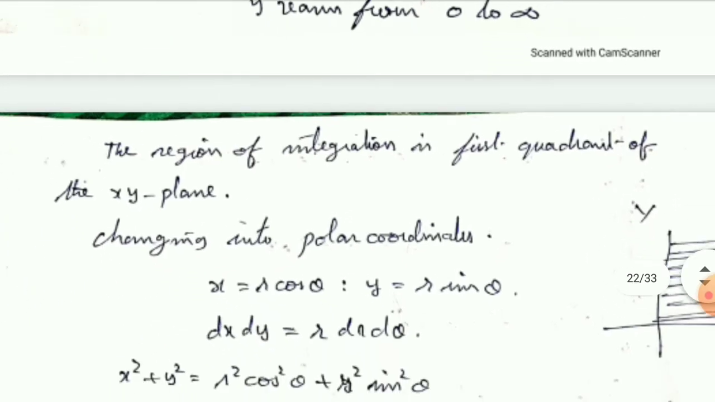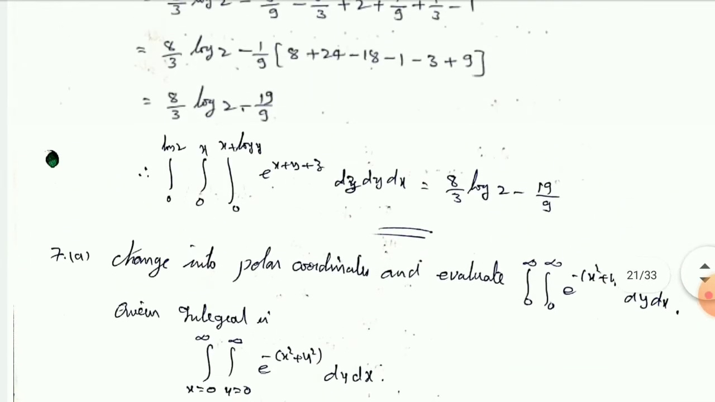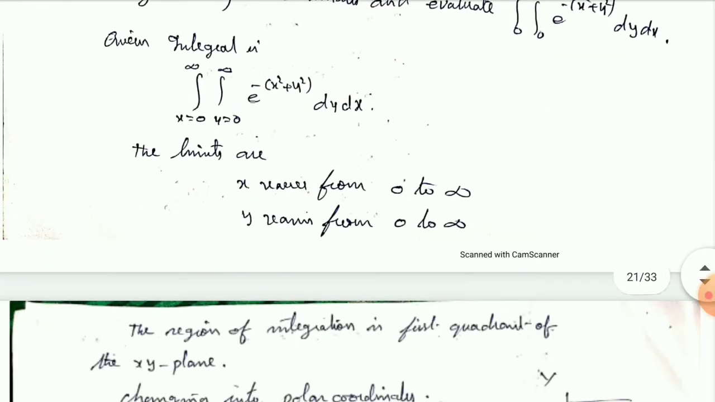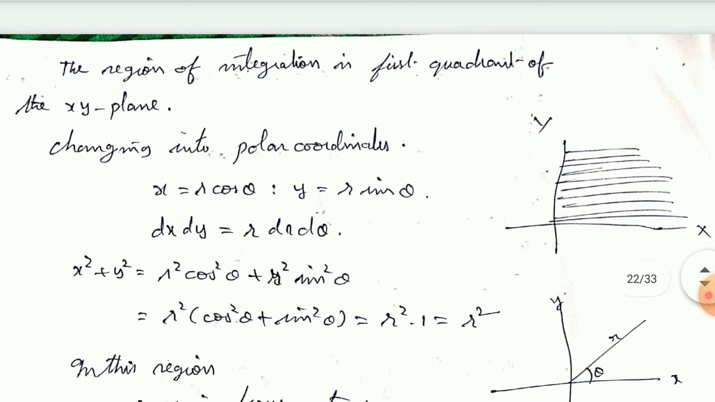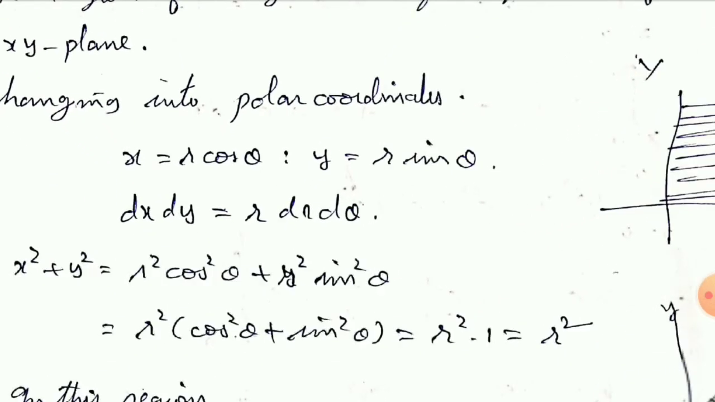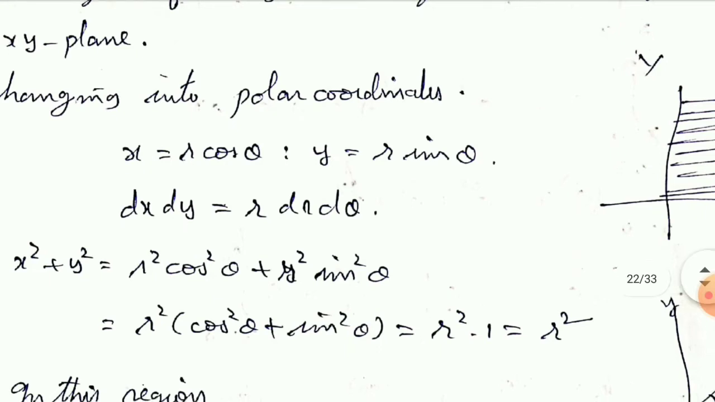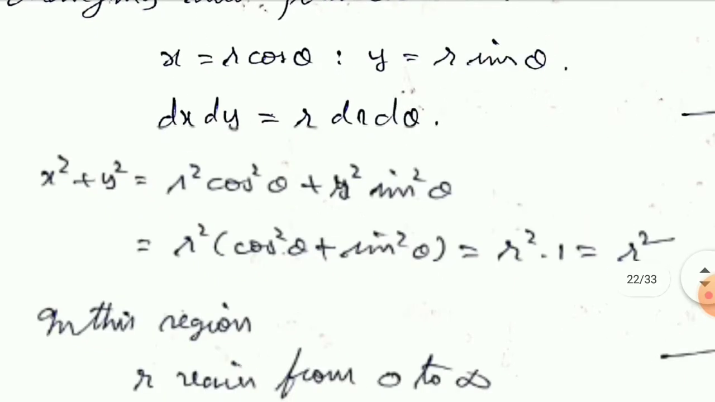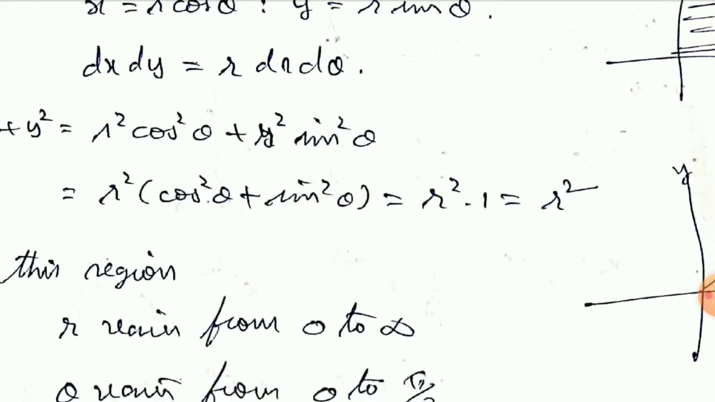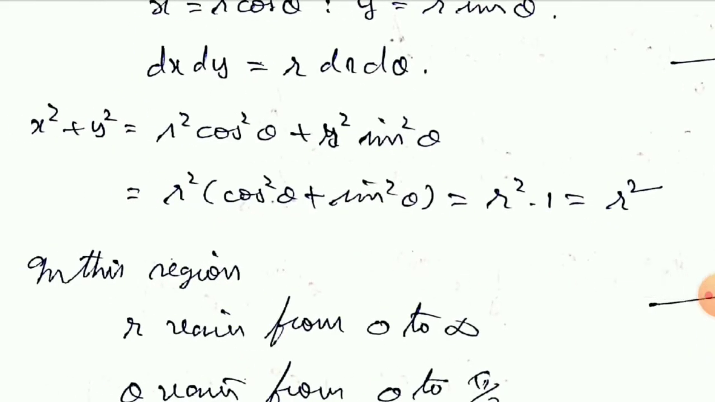Right? Now I am going to consider only the xy plane, because there are only two variables. Changing into polar coordinates, the formula is x equal to r cos theta, y equal to r sin theta, and dx dy is substituted as r dr d theta. And it has to satisfy the condition x square plus y square equal to r square cos square theta plus r square sin square theta. If I take r square common, the final answer is nothing but r square. So x square plus y square in polar coordinates is equal to r square.